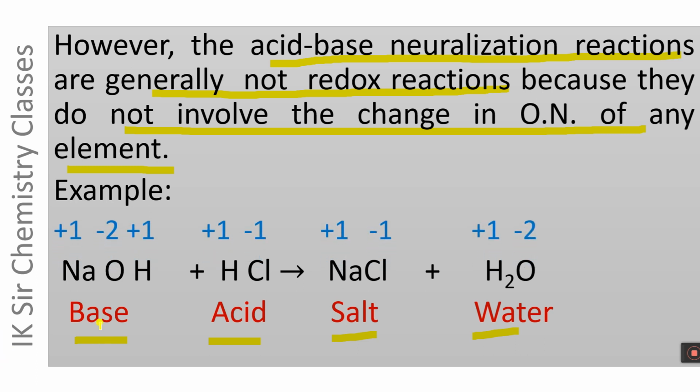The oxidation number of sodium in the reactant is +1 and in the product it is again +1. The oxidation number of oxygen in the reactant is -2 and in the product it is also -2. The oxidation number of hydrogen in the reactant is +1 here also, and in the product the oxidation number of hydrogen is again +1. Thus we see that in this acid-base neutralization reaction the oxidation number of no element changes and hence it is not a redox reaction. It is simply an acid-base neutralization reaction.